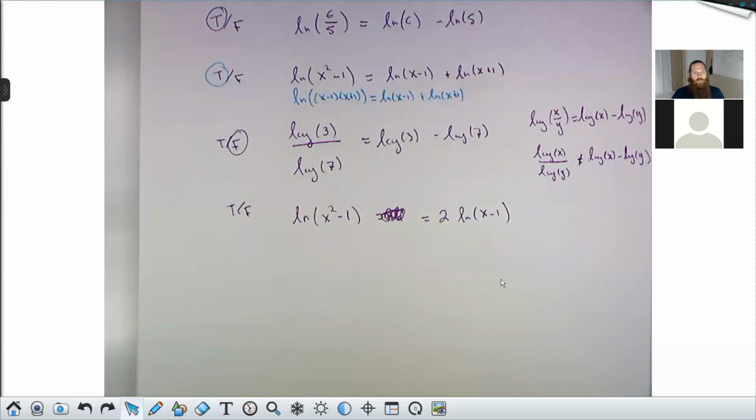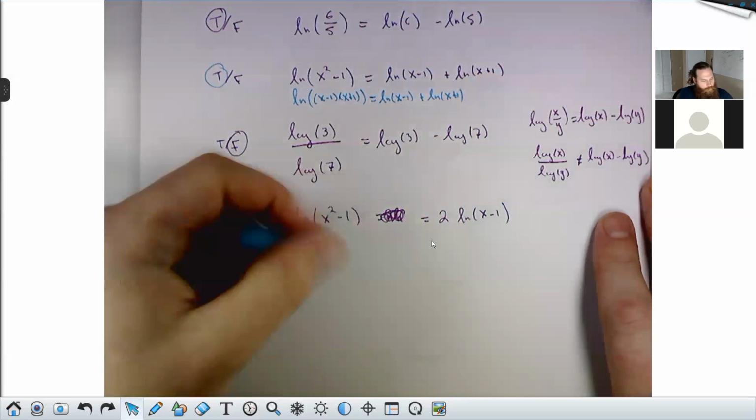What about the bottom one? What about the fourth one? True or false? Good, this is false. And there's a couple ways you could see it. First, you know that this one's true. And is this the same as this? Nah. Now, what am I trying to do here? I'm trying to catch you out.